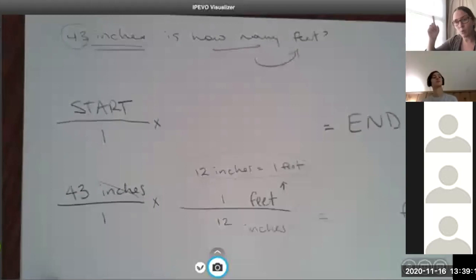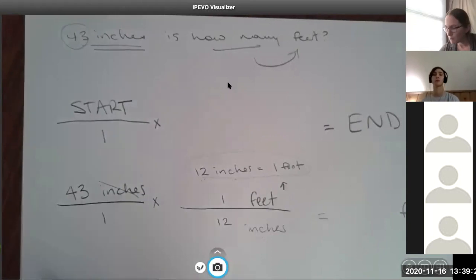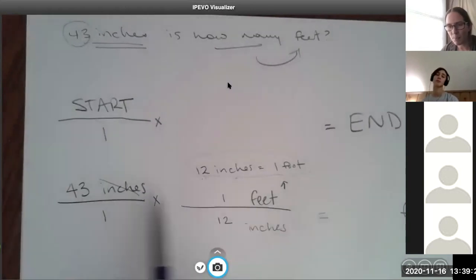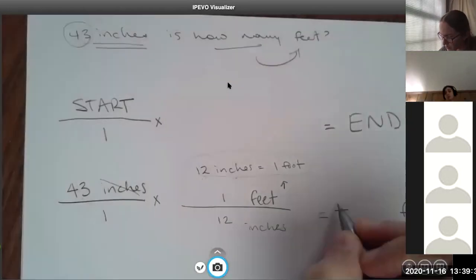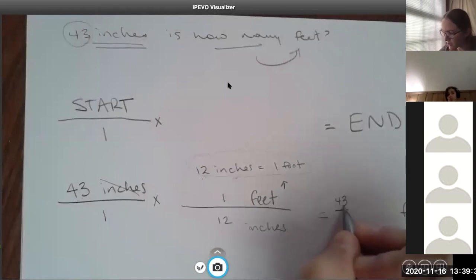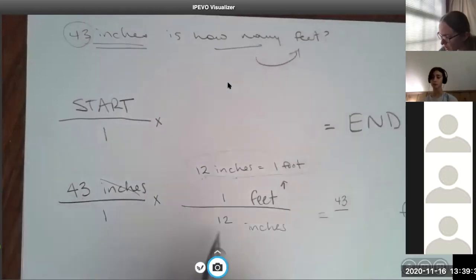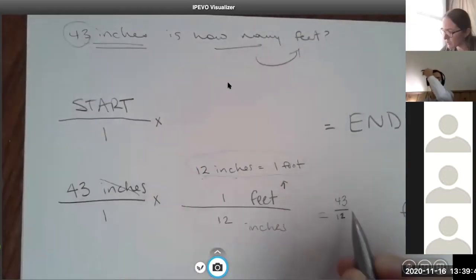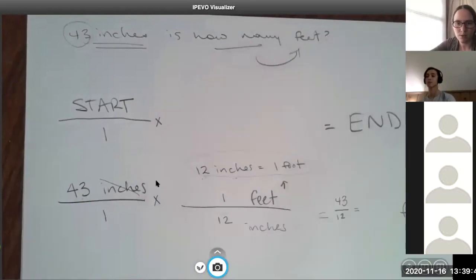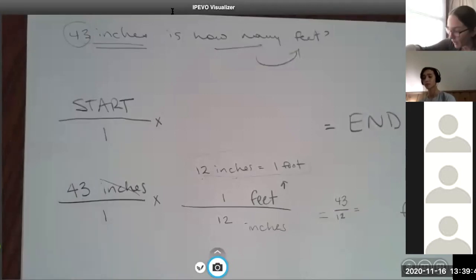But the other important thing to say here, when you're solving it, like when you're doing the numbers step, multiply all the things on the top. And you can write that here. So 43 times 1 is 43. Multiply all the stuff across the bottom. So 1 times 12 is 12. And then take the top and divide it by the bottom to get your actual number. So on your calculator, you're going to type in 43 divided by 12, because that's the top divided by the bottom, to get your final number.